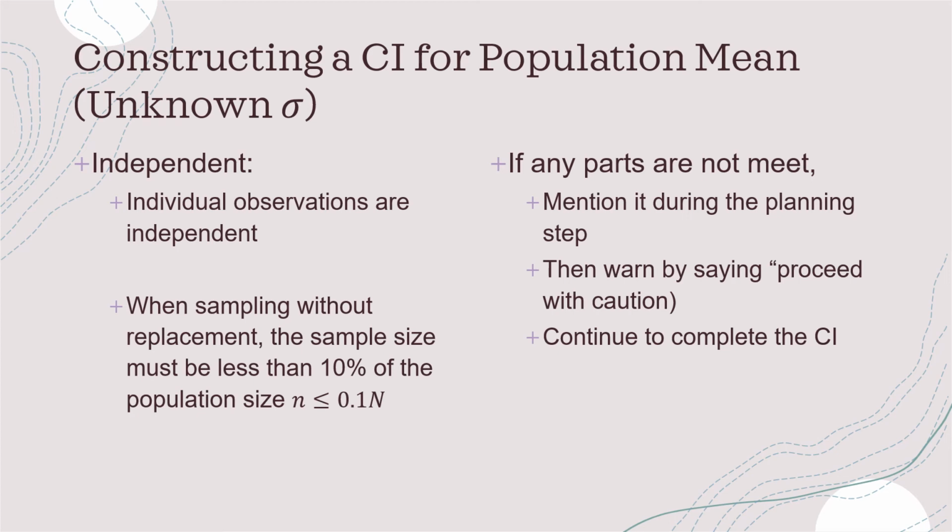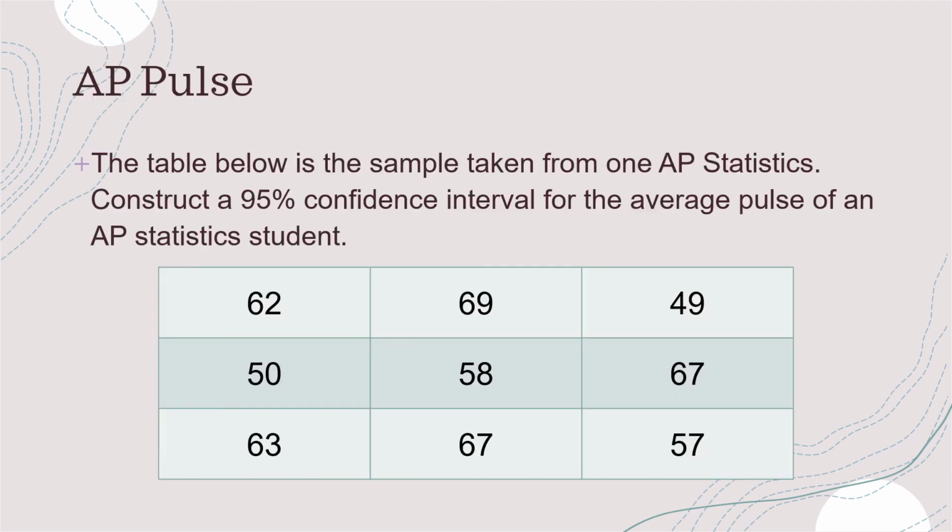Individual observations, make sure they were independent, or you could use that the 10% rule applies. Okay, so 10% rule for your independence. If any of these are not mentioned or not met, you want to mention it and use a warning, proceed with caution, anything like that. Then continue and finish the confidence interval, but just mention that, hey, this criteria wasn't met, but you still continue it, so you don't just stop.